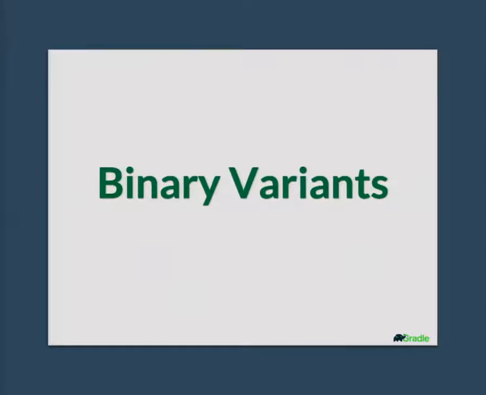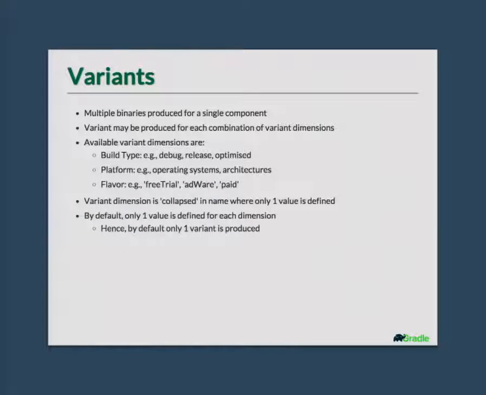So the big section: binary variants. Binary variants are basically you take what components do we have, what different variant dimensions do we have, build type, platform, flavor, and then we multiply those out. And that's how many different variations you'll get for your build, how many different binaries we need to produce.